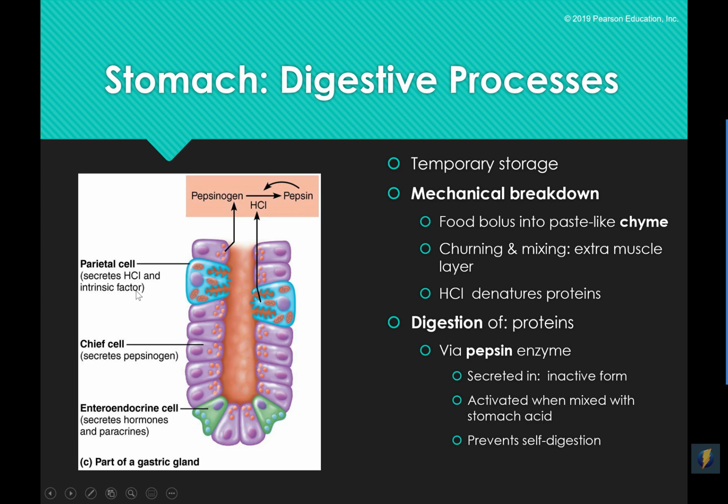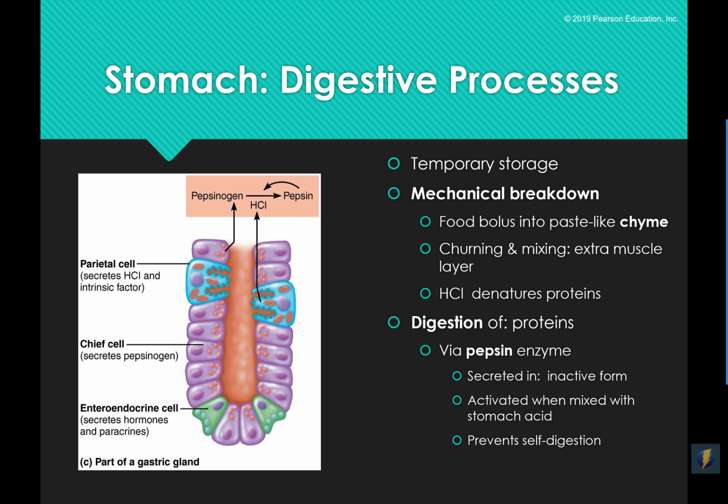It is made by what we call these parietal cells right here. And the parietal cells make that stomach acid and also something called intrinsic factor. Hydrochloric acid is very, very necessary because our protein digestion starts here in the stomach. So the chief cells in the gastric pits create and secrete something called pepsinogen. And pepsinogen is an inactive enzyme. When the pepsinogen mixes with the hydrochloric acid, it becomes pepsin, and pepsin starts to digest our proteins.